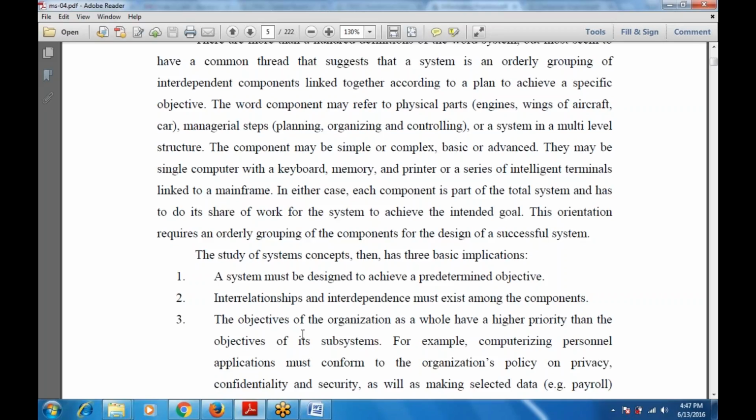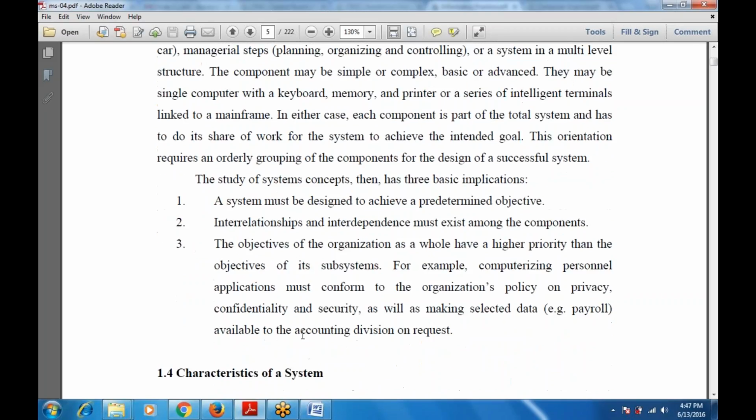For example, a computerized personnel application must conform to the organization's policy on confidential information as well as security. For example, the payroll system is made available to the accounting division on request.